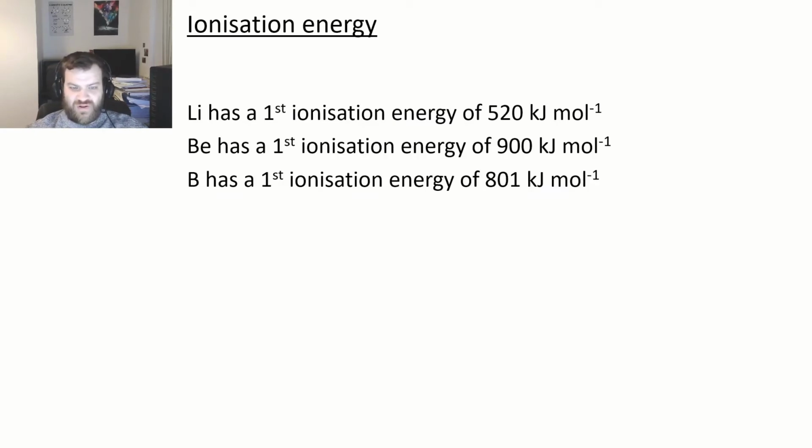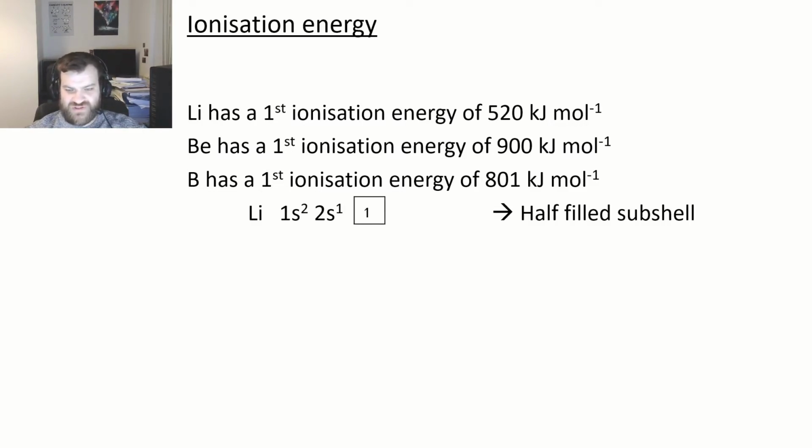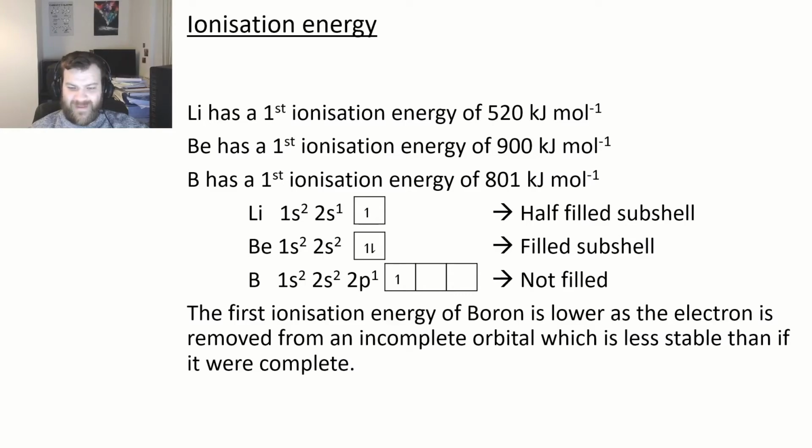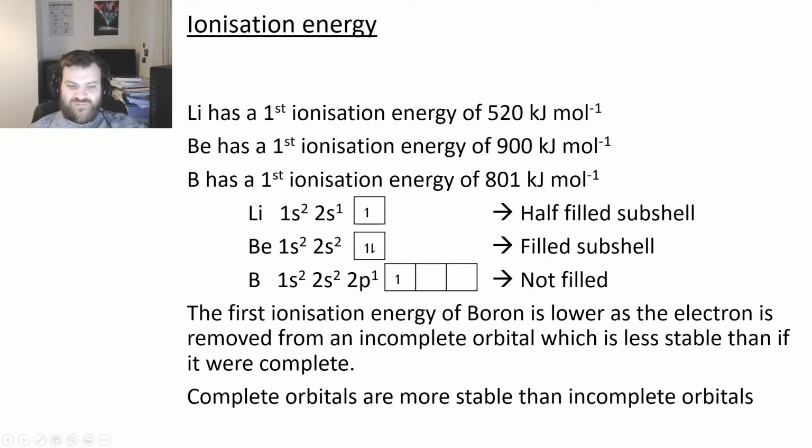If we have a look at 3 different elements here and look at their comparative ionization energies, this can be explained by looking at electronic configurations. Lithium has a half-filled subshell, beryllium has a filled subshell, whereas boron is not really anything at all. There's the special stability associated with a filled subshell, which means it will be much more difficult to remove electrons from a filled subshell, which is why beryllium has a higher ionization energy than lithium.